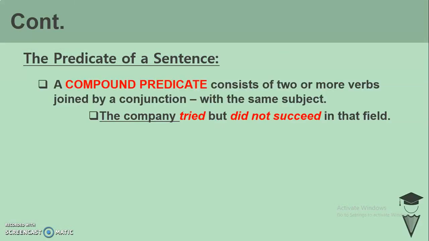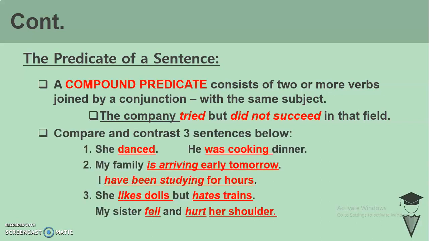The second type, a compound predicate. This consists of two or more verbs joined by a conjunction with the same subject. The company tried but did not succeed in that field. As you can see, but is the coordinating conjunction that's used here to join the two verbs.